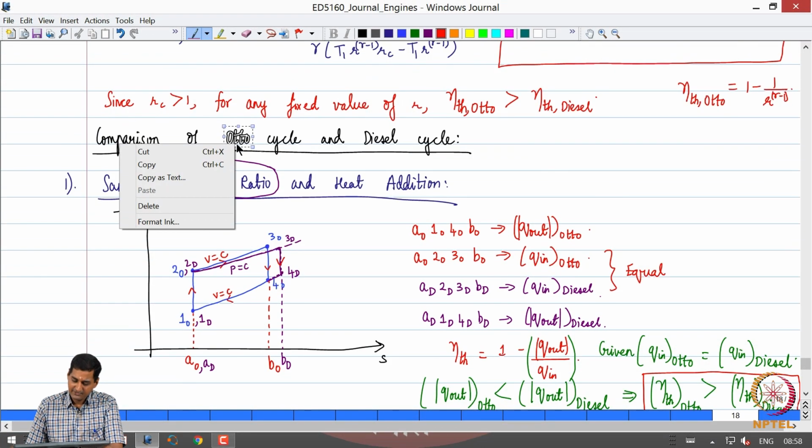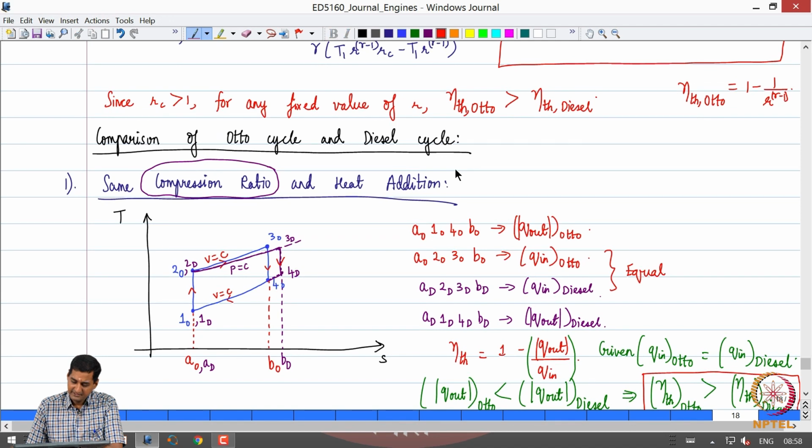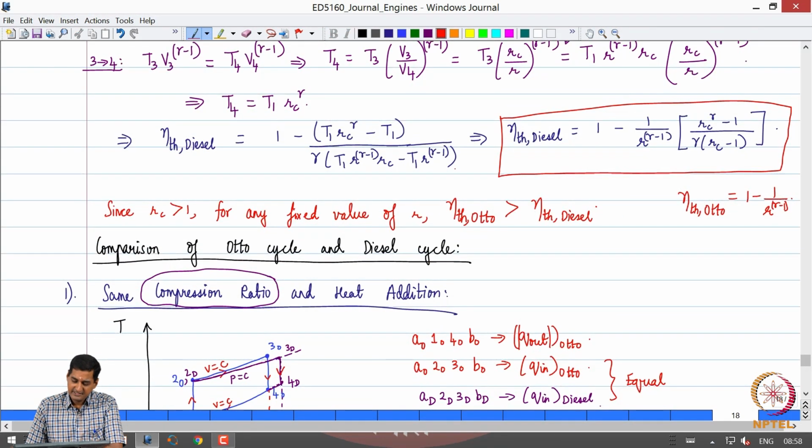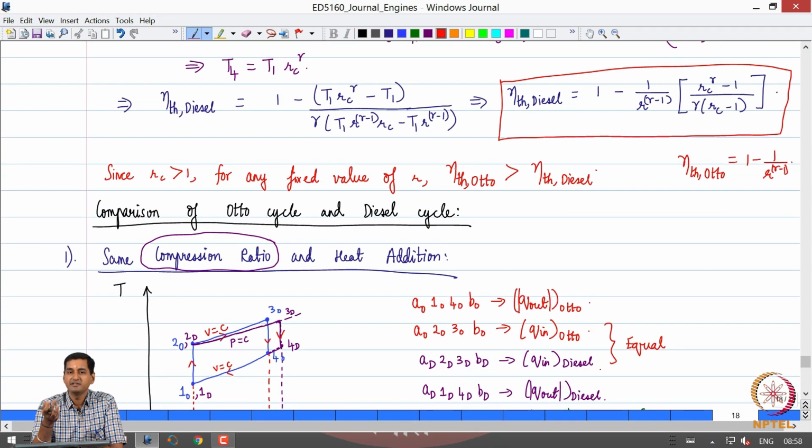So, just a quick recap of what we did yesterday. In yesterday's class we considered the air standard Otto cycle and the air standard diesel cycle. We looked at the processes of those two cycles and identified that the main difference between them was the heat addition process. In the Otto cycle, heat addition was assumed to take place at almost constant volume. In the diesel cycle, heat addition was assumed to take place at almost constant pressure.